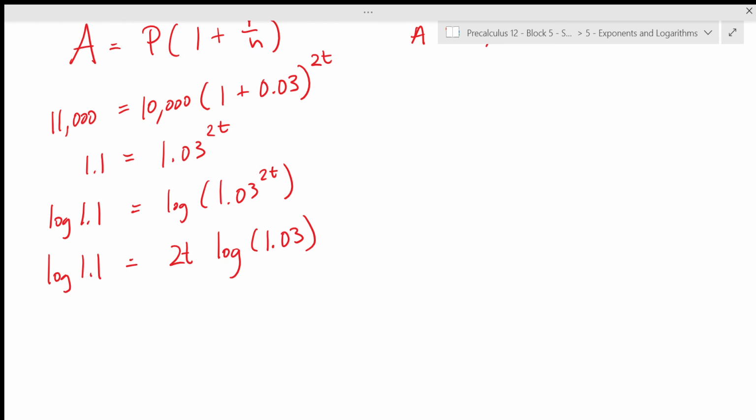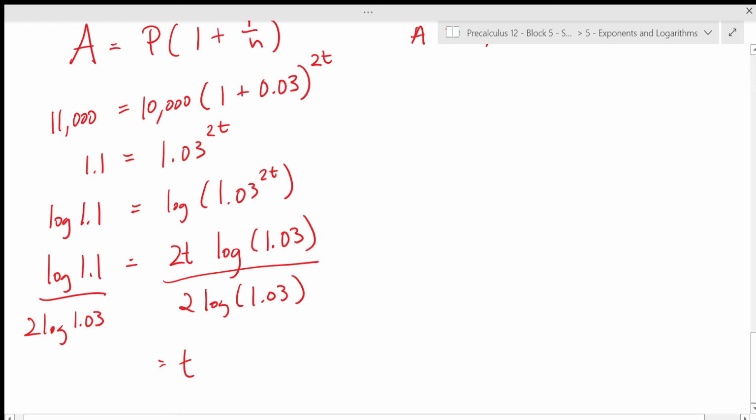And now I'm going to divide both sides by 2 log 1.03. Get rid of our 2 log 1.03. And I get t equals a calculator problem. So you go to your calculator and you're going to punch in log 1.1. And you can use ln too if you want. The answer should come out the same no matter which base of a log that you would pick. So log 1.1 divided by 2, and then divide by log 1.03. And you would get 1.61 is your time.